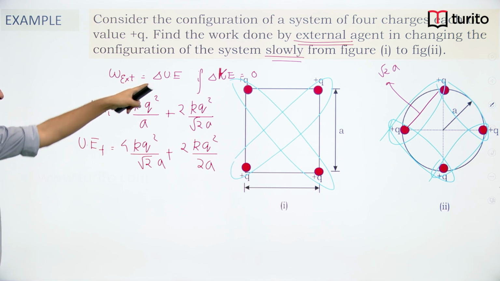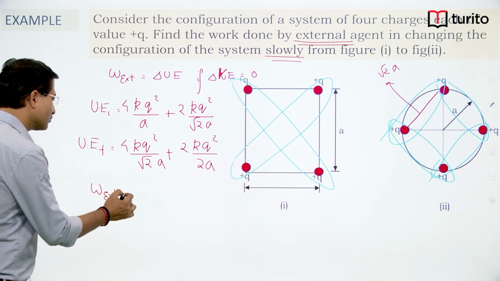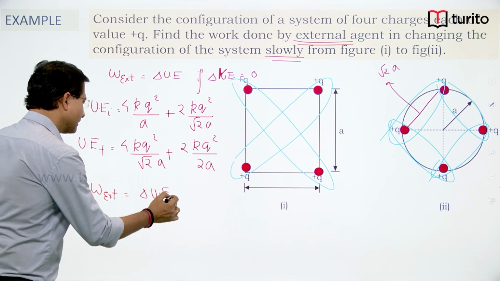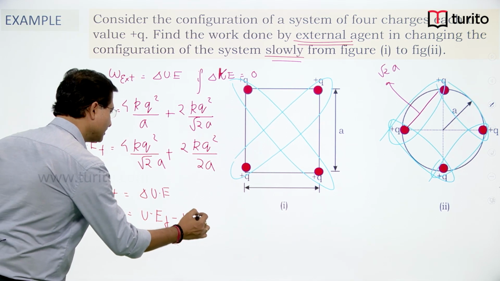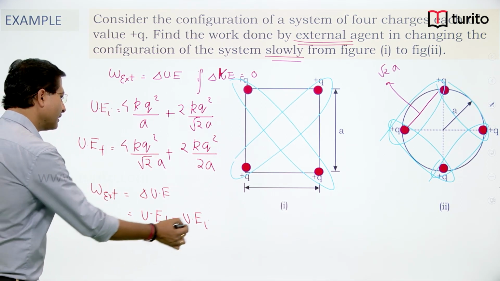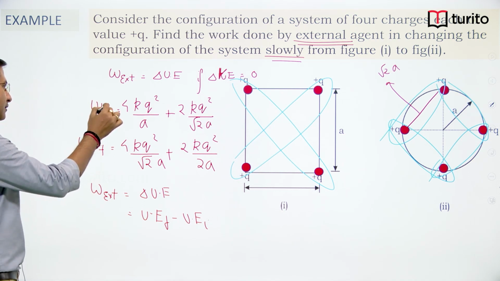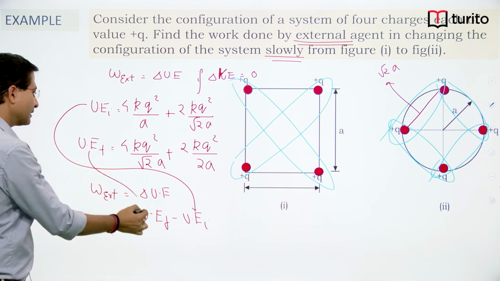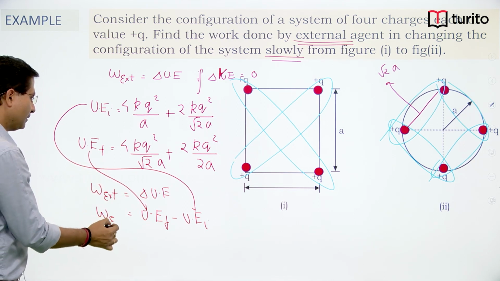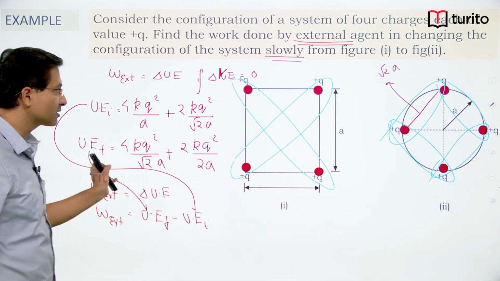Now I have got the initial energy, I got the final energy. Work done by external agent is equal to change in potential energy, and this can be written as potential energy final minus potential energy initial. F stands for final, I stands for initial. You can substitute both the values, right. So initial I can substitute here and final I can substitute here, I will get work done by external agent. So you can simplify. After simplification, I hope everything is clear.